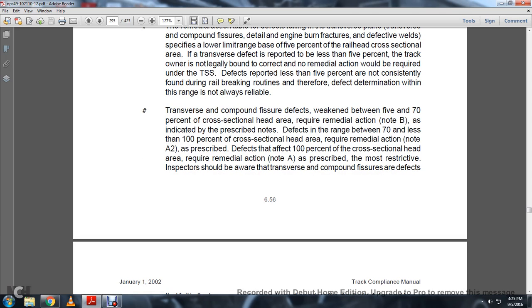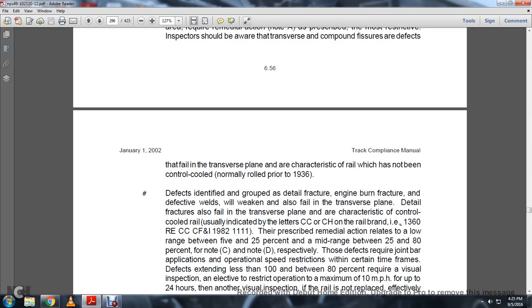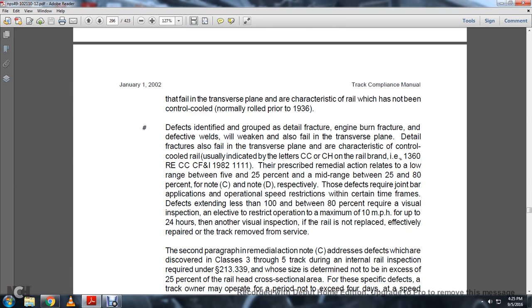Transverse and compound fissure defects between 5 and 70% of the cross-sectional head area require remedial action Note B, as indicated with the described notes. Defects between 70 and less than 100% of the cross-sectional head area require remedial action Note A2. Defects with 100% of the cross-sectional head area require remedial action Note A, as prescribed, the most restrictive. Inspectors should be aware of transverse compound fissures and defects in the failed transverse plane, characteristic of railhead that has not been control cooled, normally rolled prior to 1936.